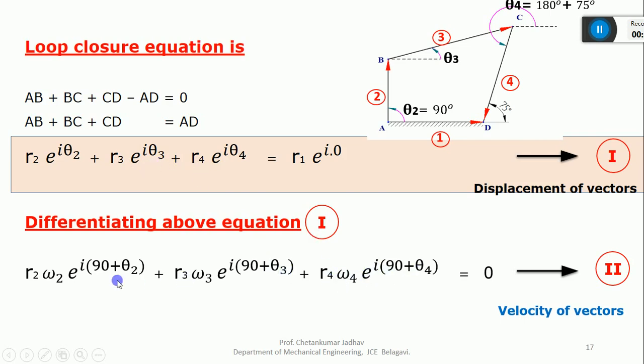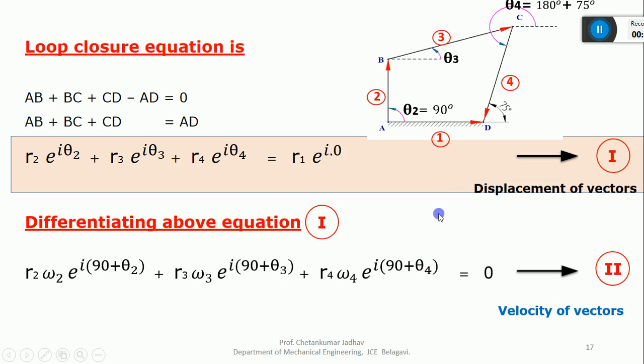The remaining is the same. r2 omega 2 e raised to i(90 plus theta 2), r3 omega 3 e raised to i(90 plus theta 3), r4 omega 4 e raised to i(90 plus theta 4) is equal to, again when you differentiate this one, you'll get r1 omega 1 e raised to i(90 plus theta 1).